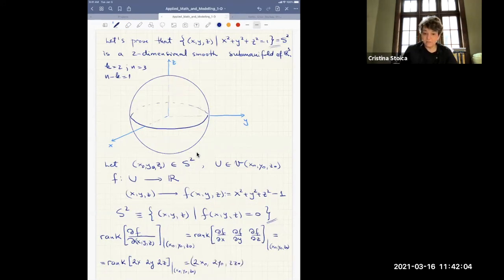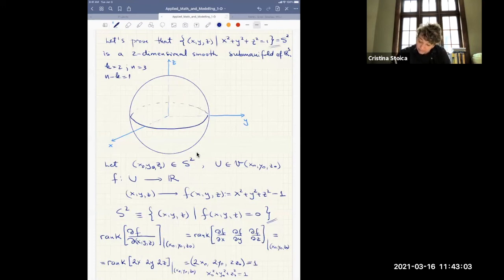Now, this rank will never be 0. I repeat, this is a one-row matrix, so the rank can be 0 or 1. But the rank is 0 only when all the entries are 0. This is not possible, because when we add the squares, we have to get 1, because that's how this S2 was defined. If x naught, y naught, and z naught were all 0, you add the squares, you get 0, not 1. So at least one of x naught, y naught, or z naught is non-zero. It's like you're on the sphere, so you cannot be in the center. So the rank will be 1.